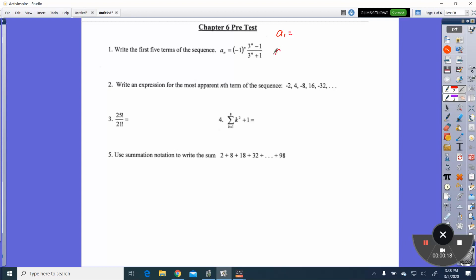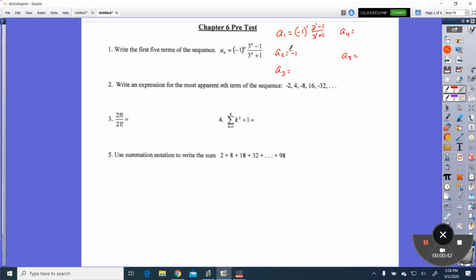A1, A2, A3, and I'm going to run out of room, A4, and A5. So what that means is you're going to replace n each time with 1, 2, 3, 4, and 5. So on A1, it's going to be negative 1 to the 1 power, 3 to the 1 power minus 1 over 3 to the 1 power plus 1.